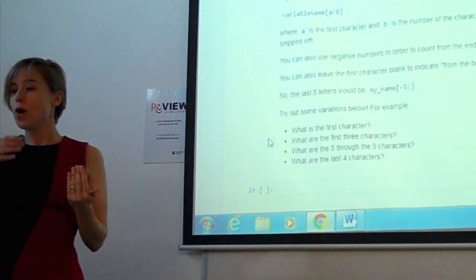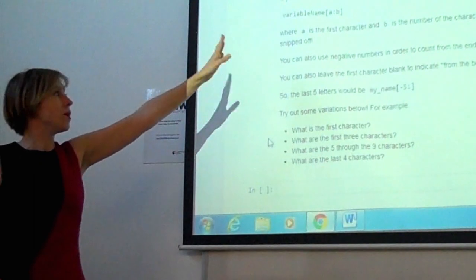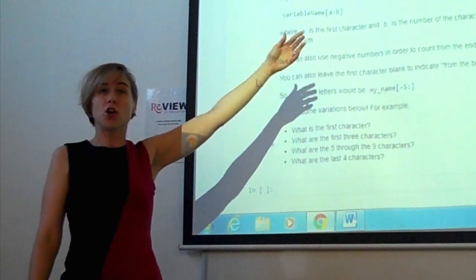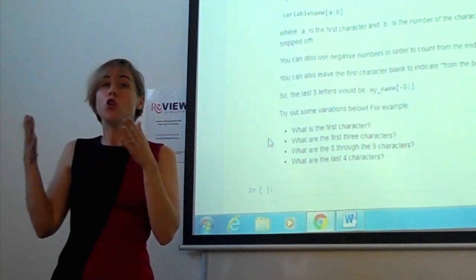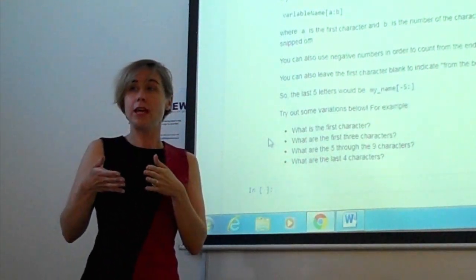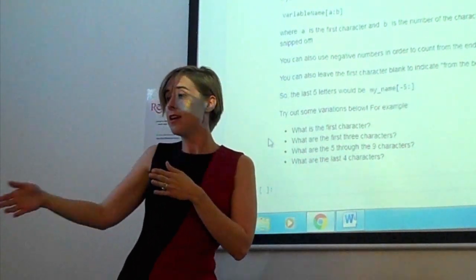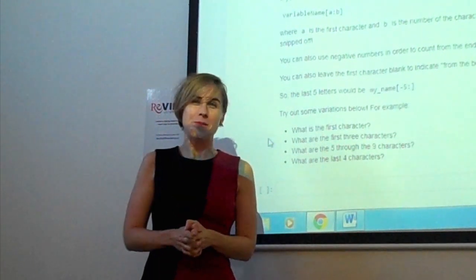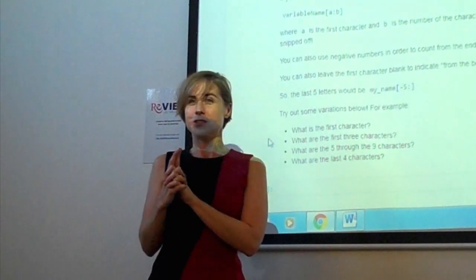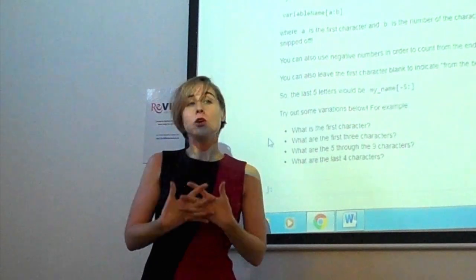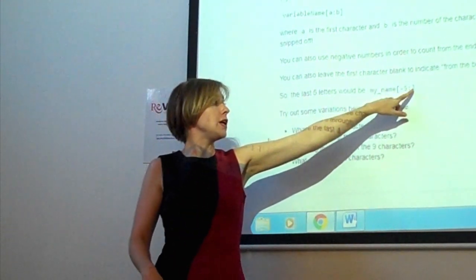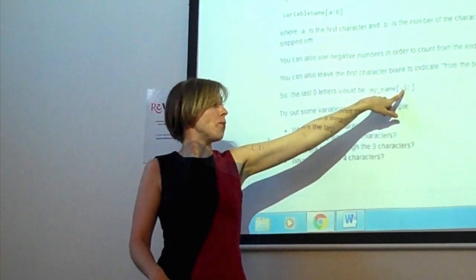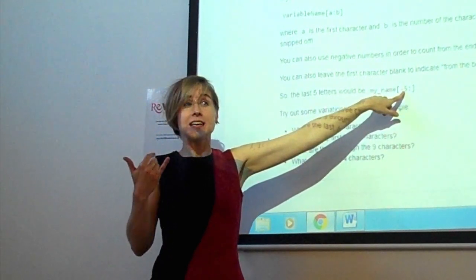You can also do other things as well. If you leave the first one blank, so if you don't put in an A, if you just start with a colon, that basically says start from the beginning. If you don't put in a B, and you just put the colon in, it says go to the end. And if you use negative numbers, it counts backwards. So for example, if I only wanted my last name, I would do negative 5, colon, nothing. So it would go back 5 characters, B-E-A-L-S, and then go to the end.